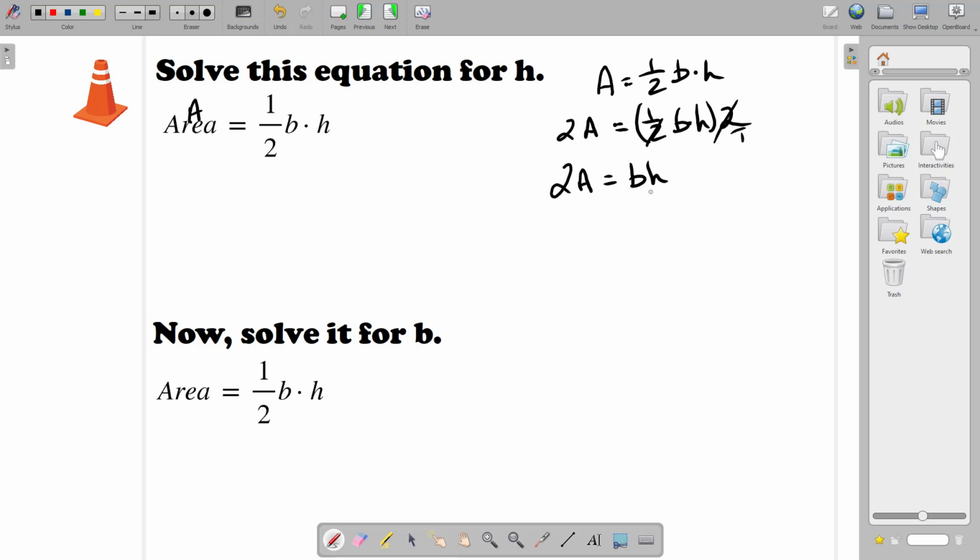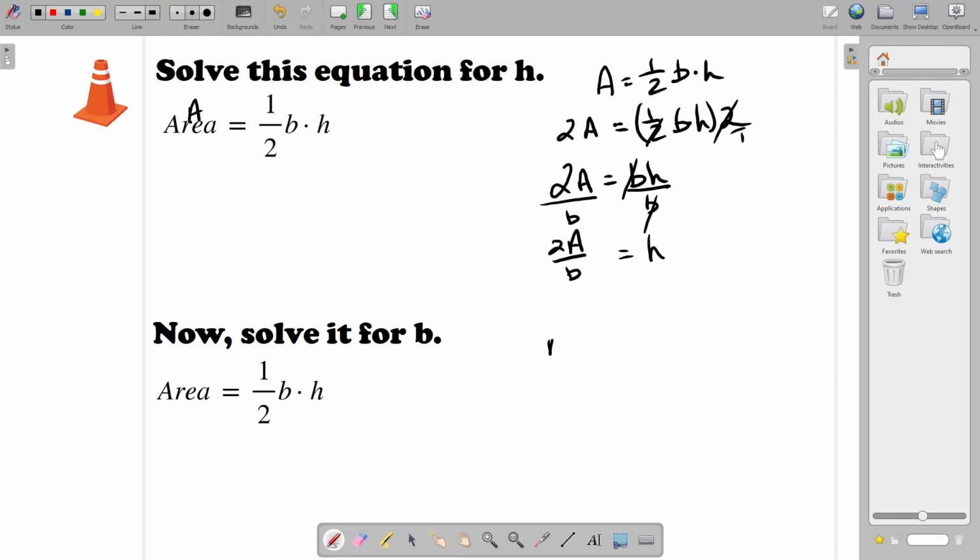We're trying to get h by itself, so I need to divide this side by b, this side by b. The b's divide out. I'm left with h. And on this side, 2a divided by b. So we've taken that and solved it for h.